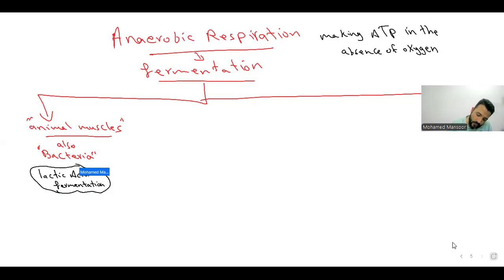Because you have glucose and you split it into pyruvate, right? Pyruvate, or pyruvic acid. This is supplying you with 2 ATP. Okay, you don't have oxygen. This pyruvate is not entering the mitochondria.